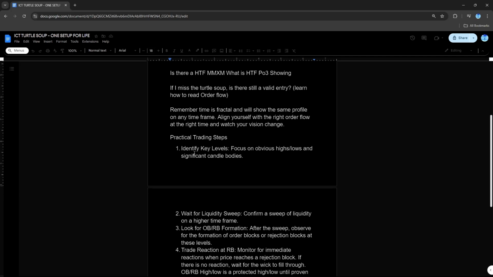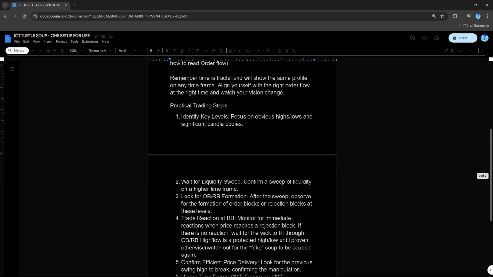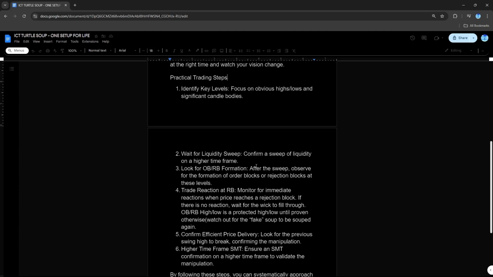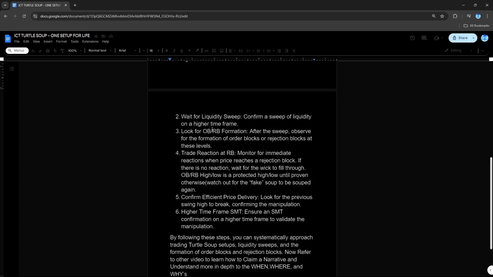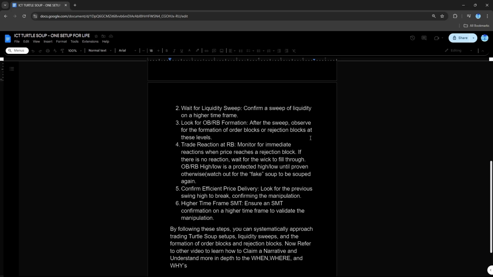Coming to our practical trading steps, simply identify key levels, key highs and lows, key order blocks, and our higher time frame fair value gaps. Focus on our candle bodies as well, and our candle closes and opens. We want to wait for a liquidity sweep on a higher time frame into a lower time frame as well. We look for our order block, our rejection block formation, and see how we displace from the range and back into it.